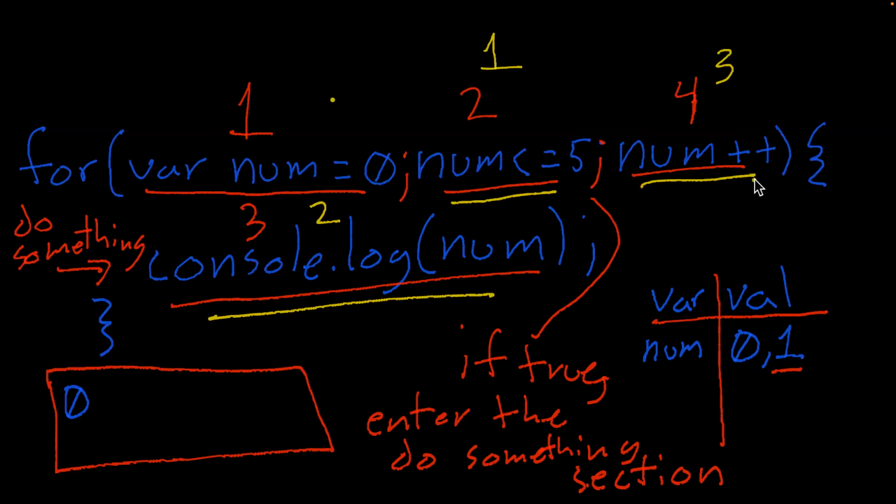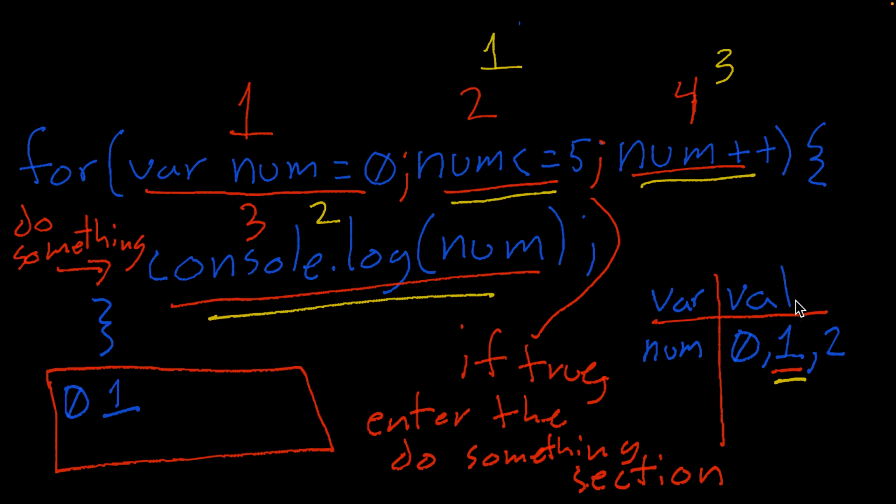Okay, so let's go through our step 1. Is num less than or equal to 5? Yes, because it's 1 right now. So then we enter step 2, console log num. All right, num is 1, so we'll go ahead and console log it. We go to step 3, we increase num by 1. Okay, so then it becomes 2. We go back to 1. Is num less than or equal to 5?